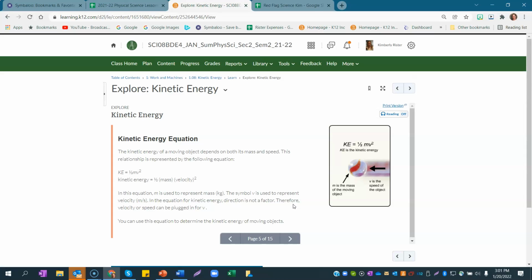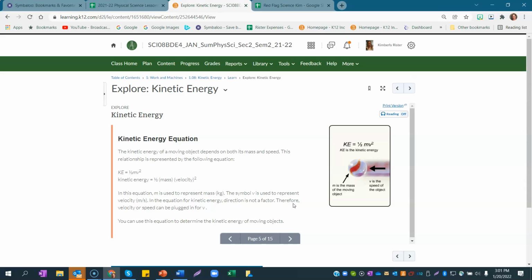All right, so here's the equation, and you definitely need to have this in your notes. This is where I encourage you to take some notes on sample problems, because you will be working through some of the potential and kinetic energy math problems. So you want to understand this equation.